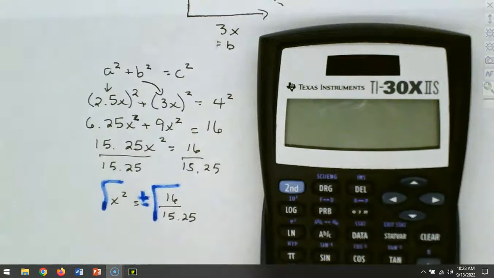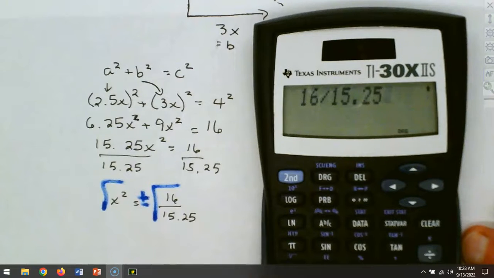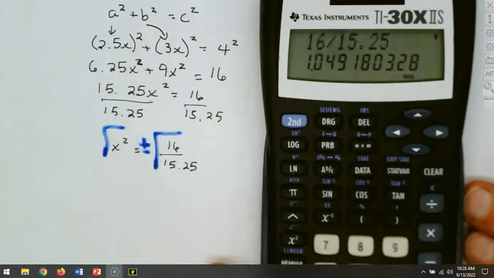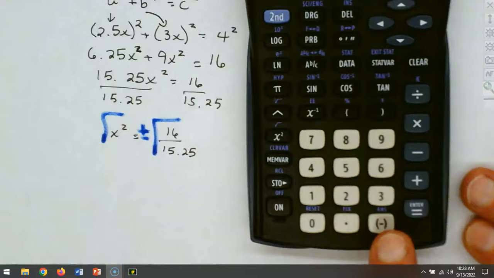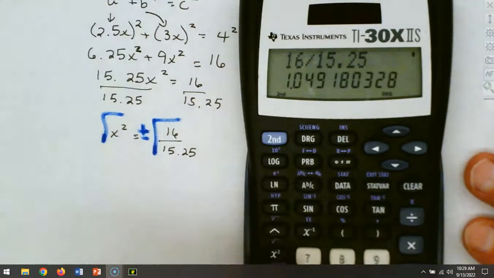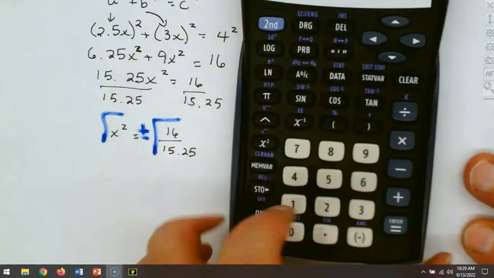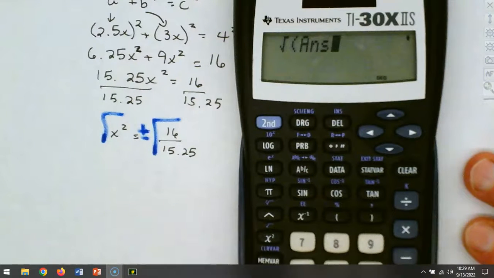How do I do it again in the calculator? So we take our 16, divide that by the 15.25. That gives you that. You don't have to write it down because you have at the bottom that answer key in blue. Remember, it's in blue. So how do we get to that? We take our second square root, hit the second key, answer down here, that stores your answer. And now we're going to hit equals.